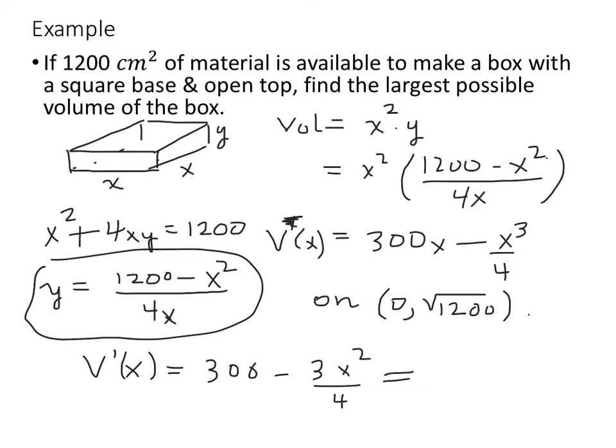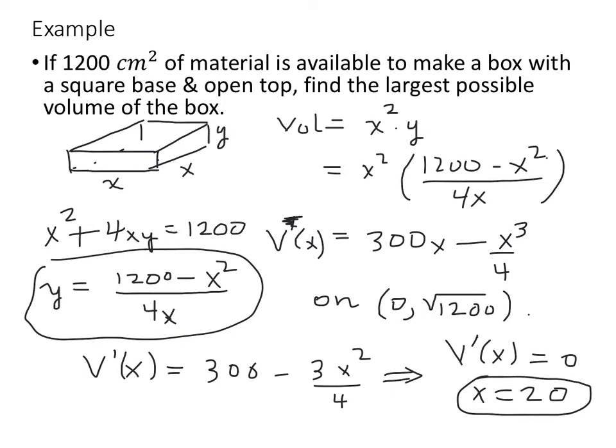And if we then set v prime of x equal to 0 and solve this equation, right, we would have 300 minus 3x squared over 4 equaling 0. If we solve for x in that equation, that gives us x equals 20. Now you might notice that 20 does actually live within this interval from 0 to the root of 1200, so that's very good. And the question then is, is there really a maximum there?